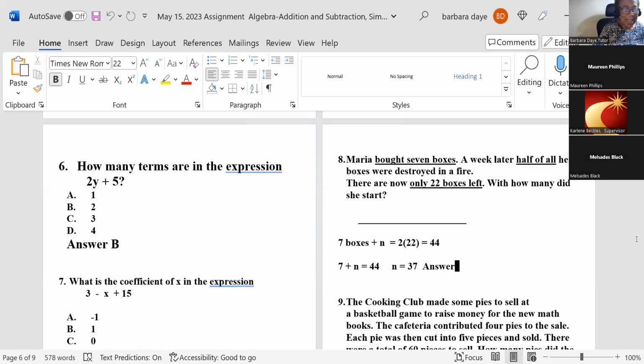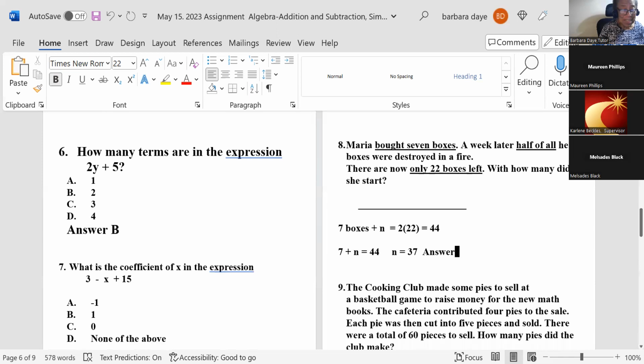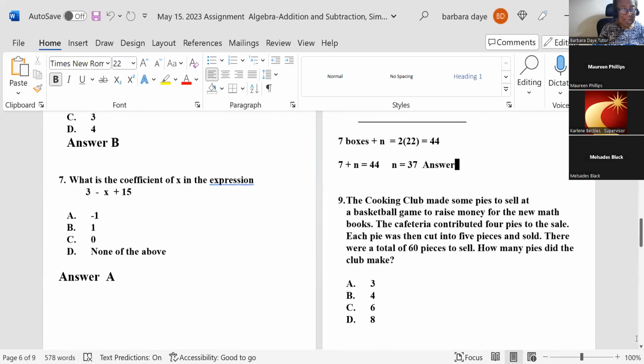Okay. Now, I got another one for you, another word problem. I want you to read this one carefully. And you've got multiple choice. I want you to read that one and tell me what the answer is.